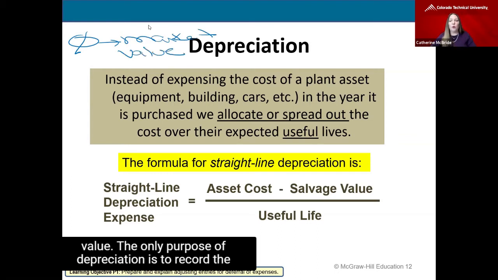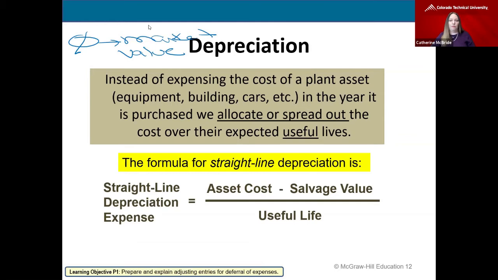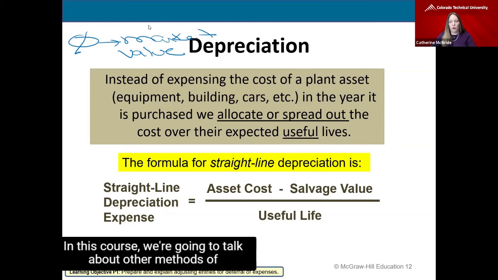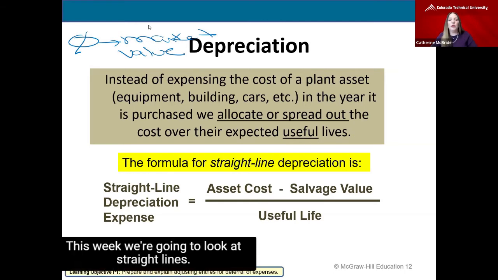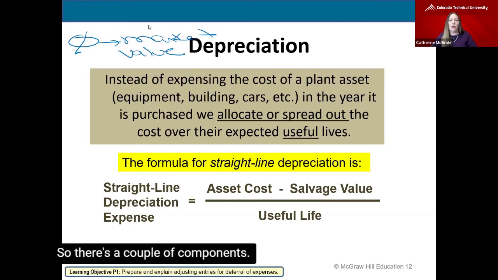The only purpose of depreciation is to record the expense of the asset to match it with the period where it's earning revenue. Later on in this course, we're going to talk about other methods of expensing depreciation, of calculating the depreciation expense. This week, we're going to look at straight line.